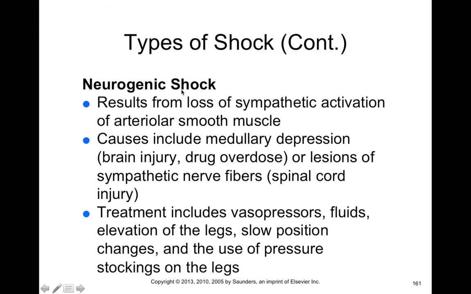This differs from neurogenic shock. So neurogenic shock is still one of the distributive forms of shock, but this results from loss of sympathetic tone due to medullary depression, so damage to the medulla of your brainstem. This could come from brain injury or drug overdose, or even lesions of sympathetic nerve fibers from spinal cord injury. Now, the treatment of neurogenic shock will be aimed at administering vasopressors and fluids and elevating the legs. That way, blood pressure can be elevated in internal organs, which can keep you alive.